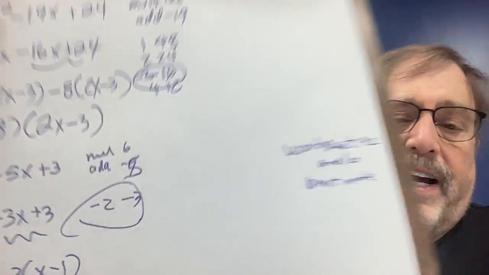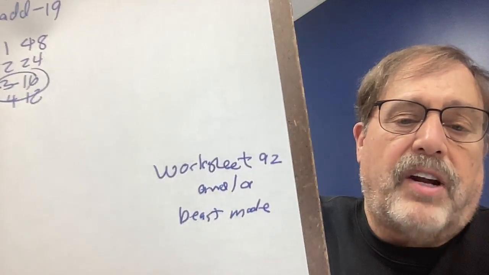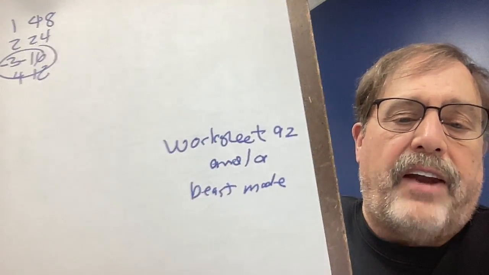Your work today in class is right there. It's going to be worksheet 92 and or one that is called beast mode. I made super big numbers for people who might actually have fun doing that, which some might actually have fun doing that. There we go.